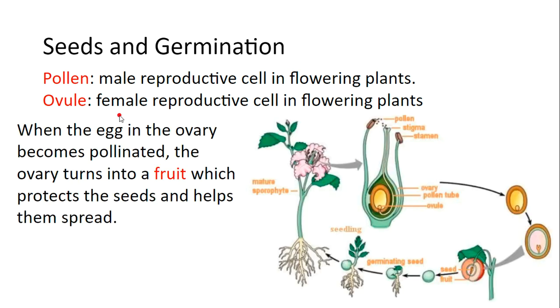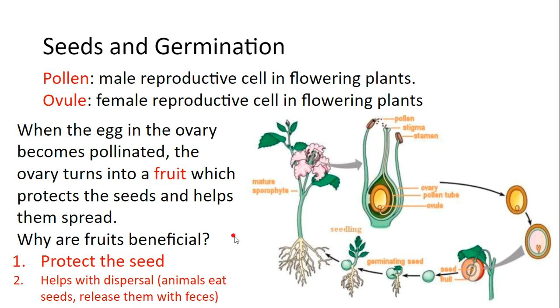So when the egg in the ovary becomes pollinated, the ovary turns into what we call a fruit, and the fruit protects the seed and helps to distribute seeds. So when we are eating fruit, whether it is a peach or an apple or a strawberry, we are helping to distribute the seeds for that plant.